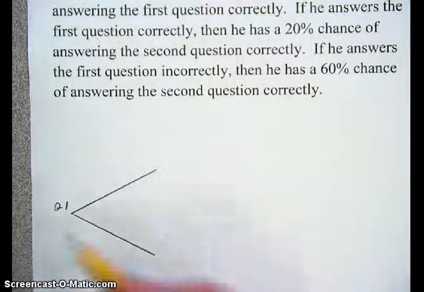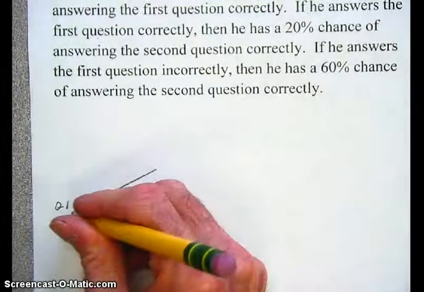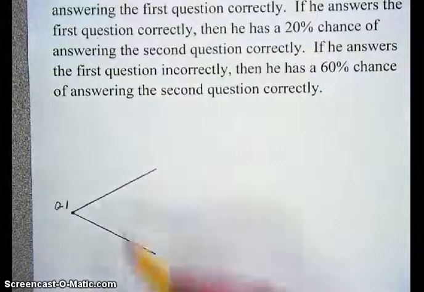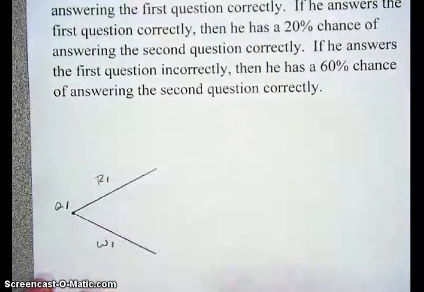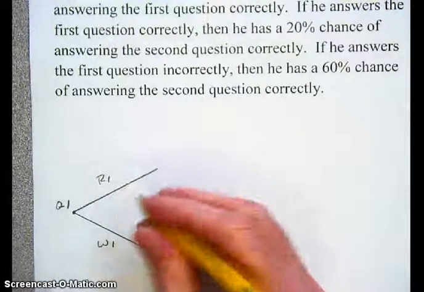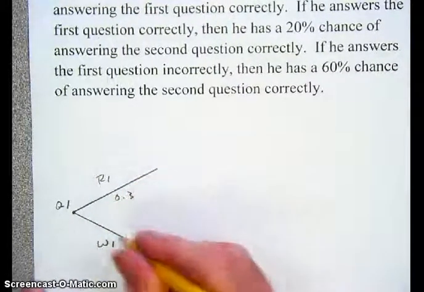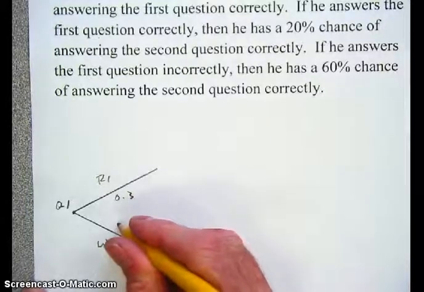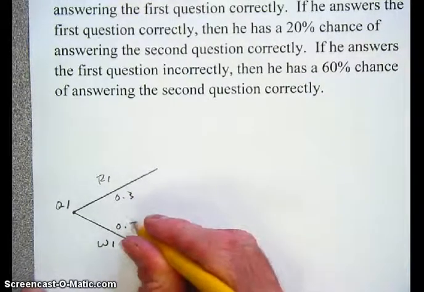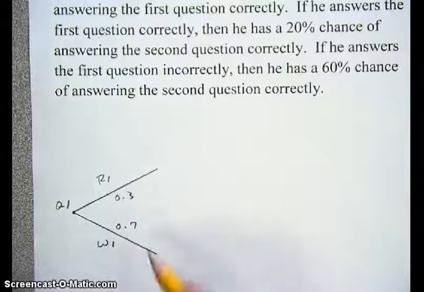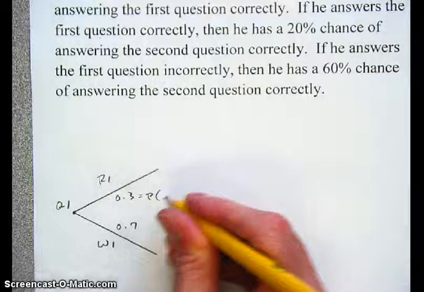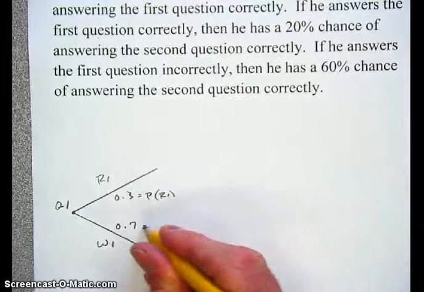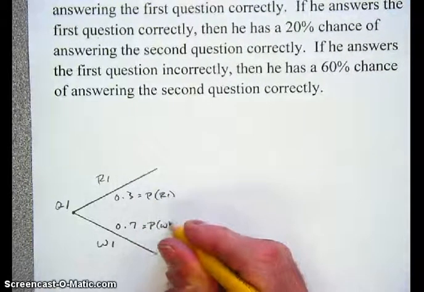We're going to draw a branch coming out of question 1 right here for each possible outcome. In this situation, there are only two possible outcomes. We have getting the first question right and getting the first question wrong. The probability of getting the first question right is 30%, that's 0.3, and the probability of getting the first question wrong is 70%, or 0.7. So this is the probability of getting the first question right, and this is the probability of getting the first question wrong.